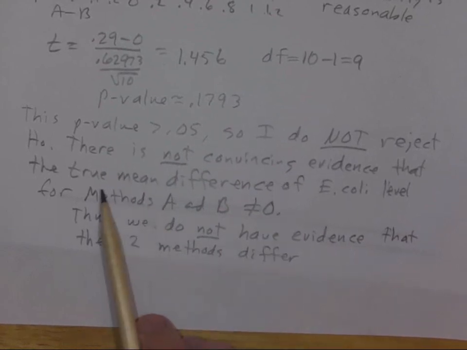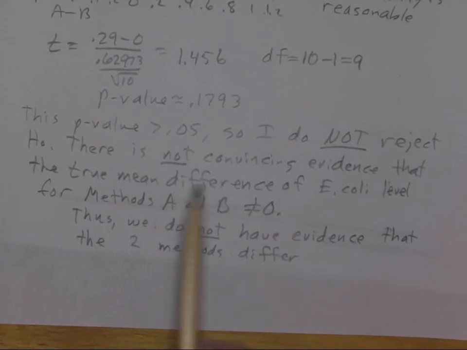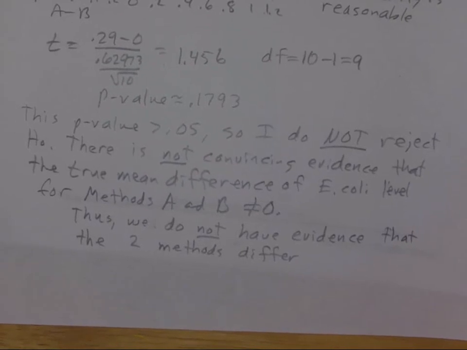There is not convincing evidence that, and then you restate the alternative, the true mean difference of E. coli level for methods 1 and 2 is not equal to 0. Thus, we do not have evidence that the two methods differ. So there you go. That's how you do that problem from the 2007 exam.